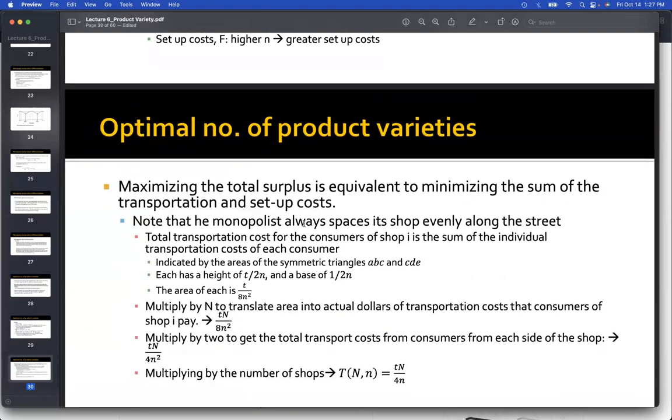Okay, so maximizing the total surplus is equivalent to minimizing the sum of transportation and setup costs. Note that the monopolist always spaces its shops evenly. So now we're trying to figure out what the TN is, right? What it is.